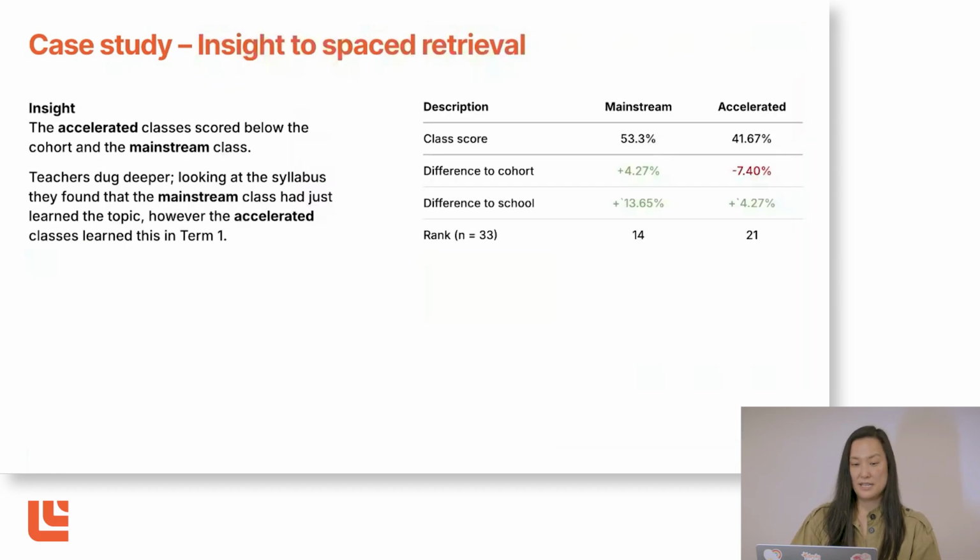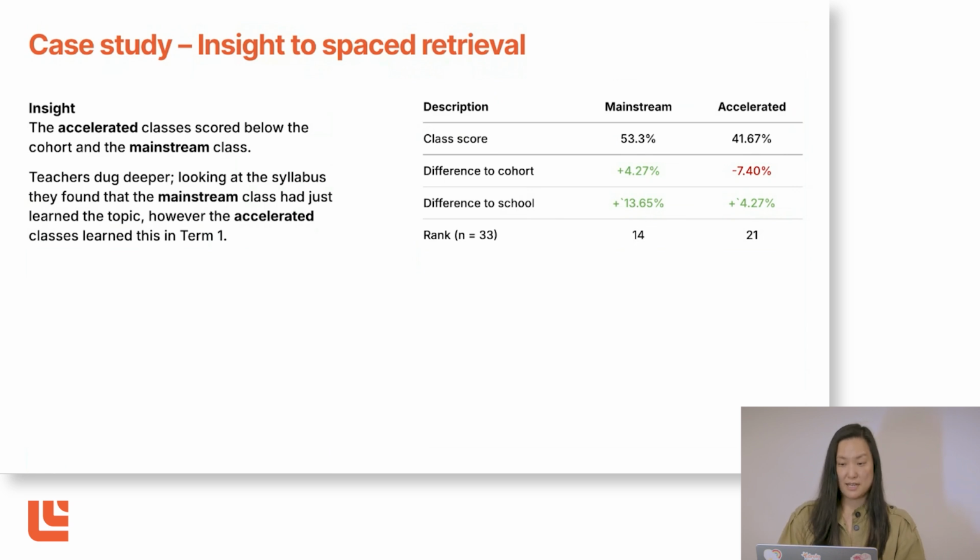So the insight that the school got was that the accelerated classes scored below the cohort and the mainstream class. So the accelerated class on the right-hand side scored 41%, and that was 7% below the cohort. And even though it was 4% above the school, they still scored below the cohort.